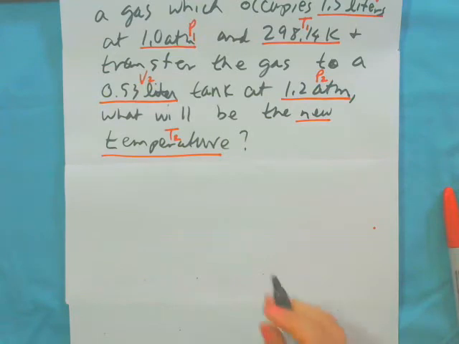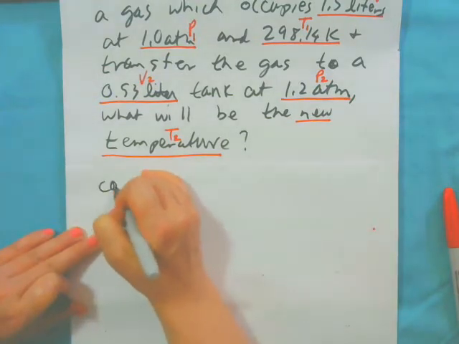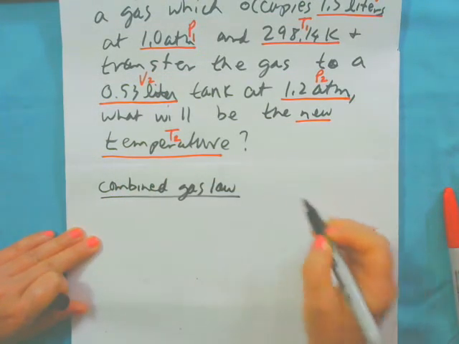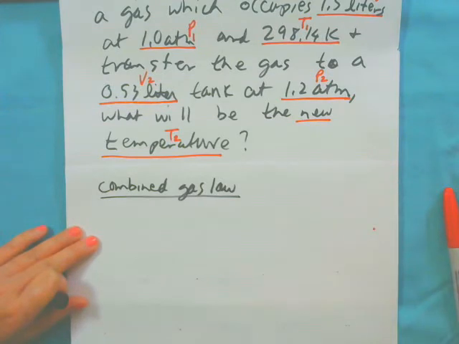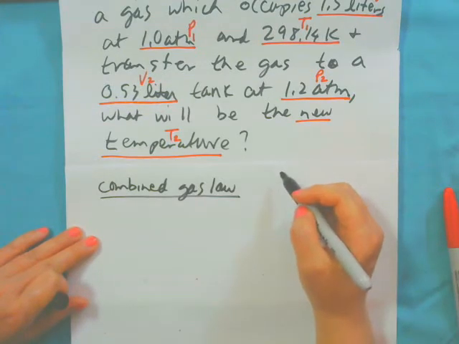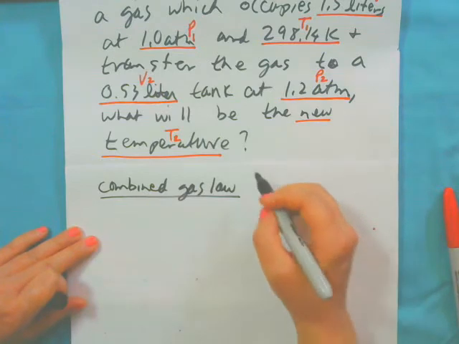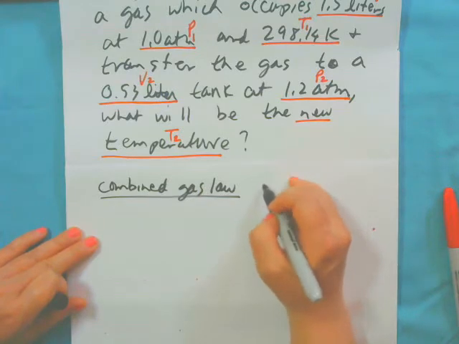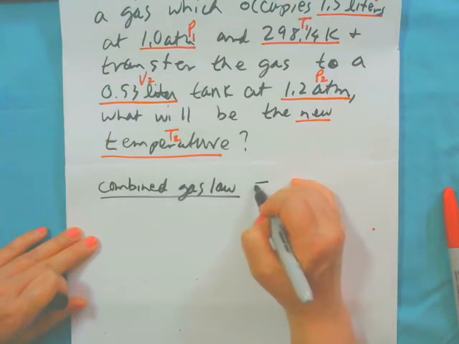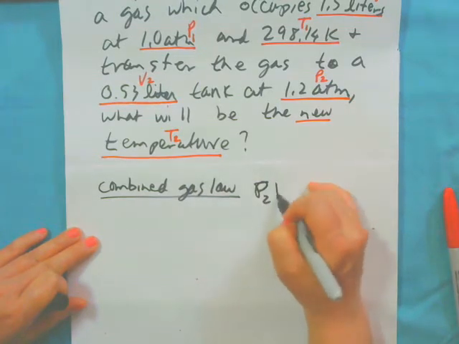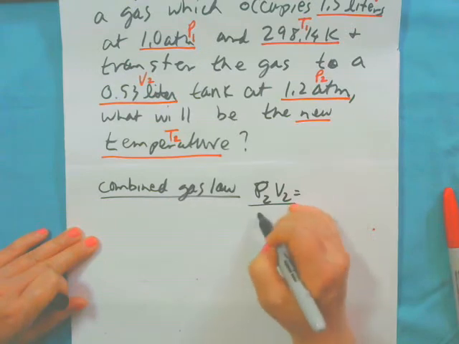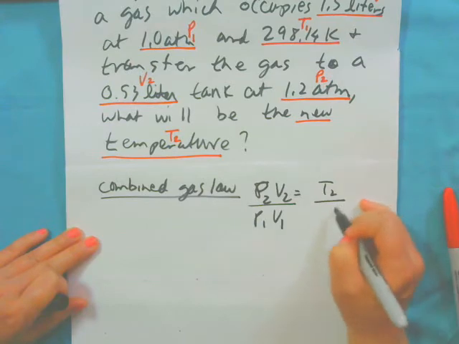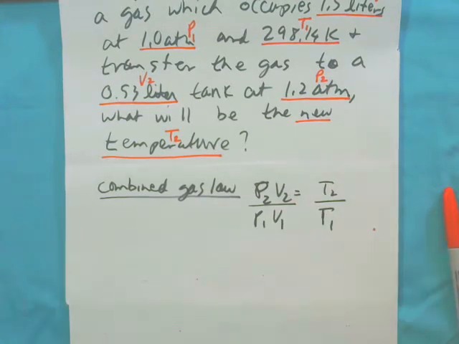So the equation that we're going to use is our combined gas law equation. Which, if you remember, is basically PV equals nRT, divided by PV equals nRT without the nR being there. So we can just go ahead and write P2 times V2 divided by P1 times V1 is equal to T2 divided by T1. So there's my combined gas law equation.